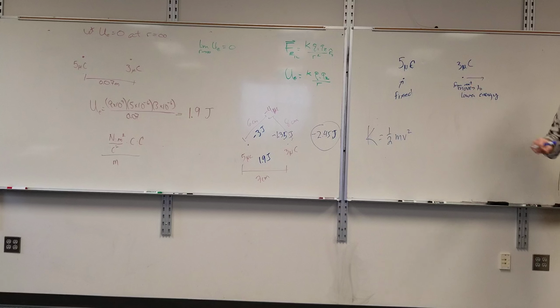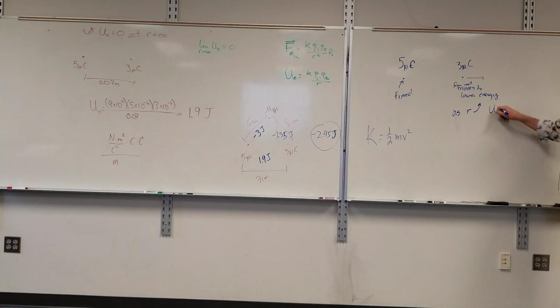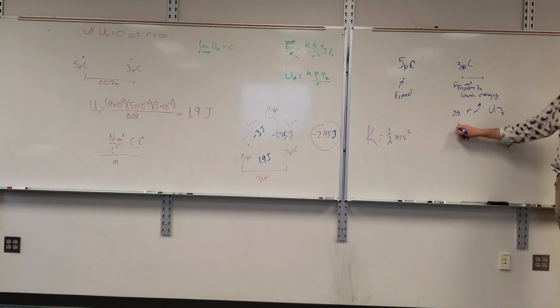If it's already moving, it wants to move to a lower potential energy and will eventually, well, in a lot of scenarios, it will stop and then turn around. And so, as R goes up, potential energy goes down. K, Q1, Q2.